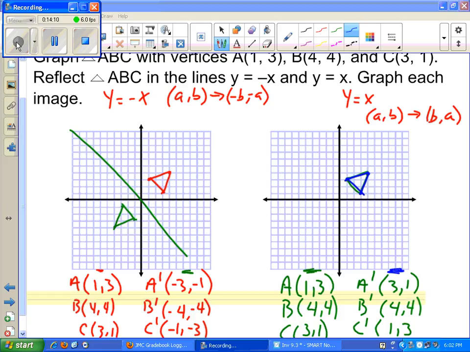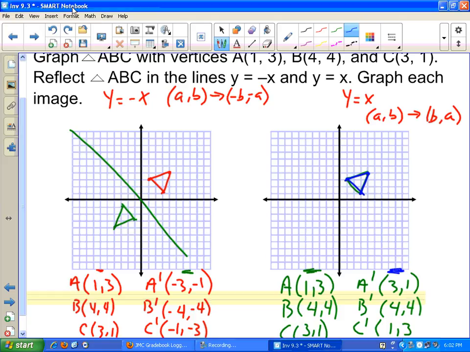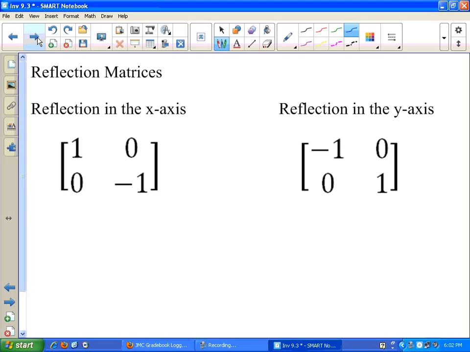Alright, sorry about that. Had to sneeze for a second. So there we go. When we deal with the matrices, we only worry about flipping matrices over the x-axis, y-axis. These are going to be important ones to write down. For the x-axis, our matrix would be 1, 0, 0, negative 1. And for the y-axis, it's negative 1, 0, 0, 1.